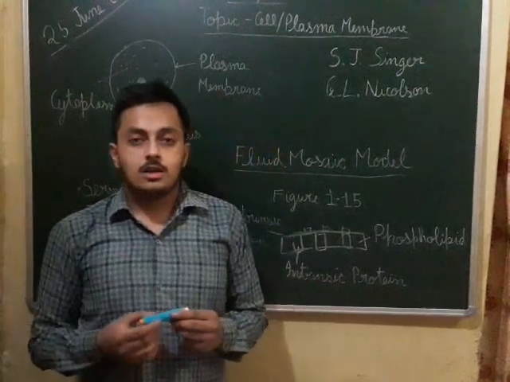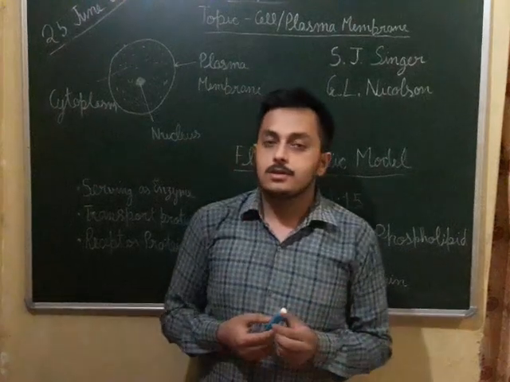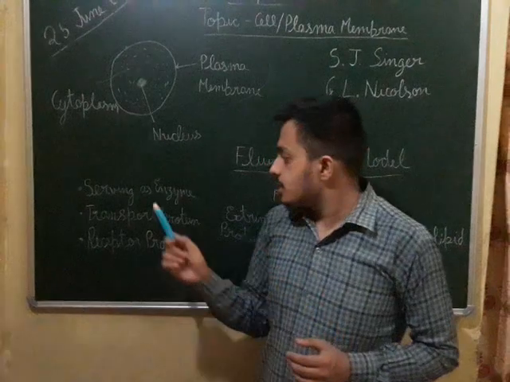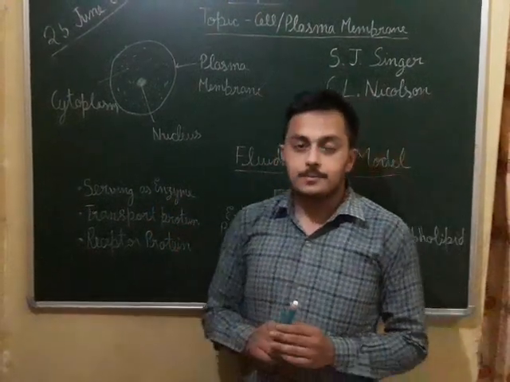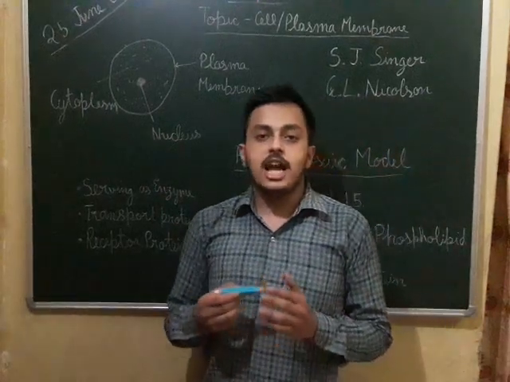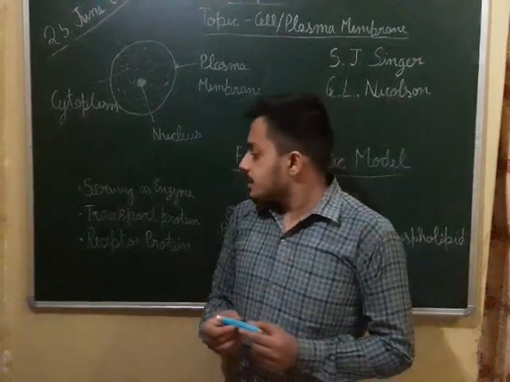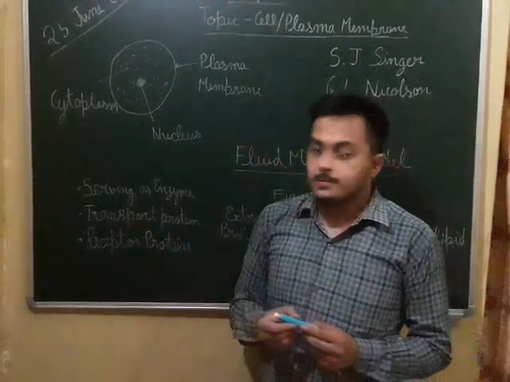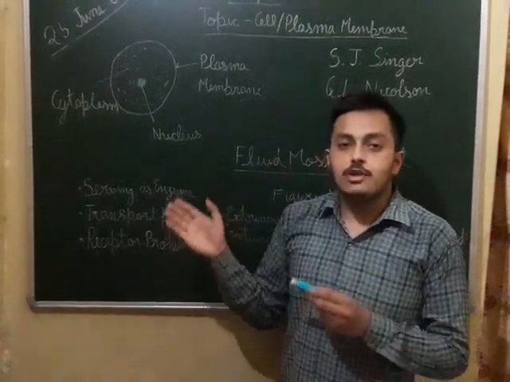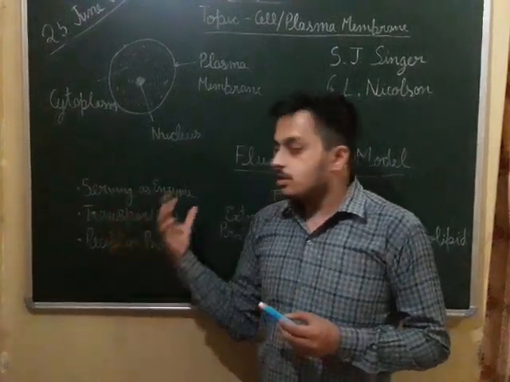Okay, what do these proteins do for the plasma membrane? Proteins provide three functions. First, they serve as enzymes. Enzyme means they perform some activities, life-saving activities, in this plasma membrane. Secondly, they are transport proteins. Transport proteins transfer ions from one part of the cell to another part through this protein.